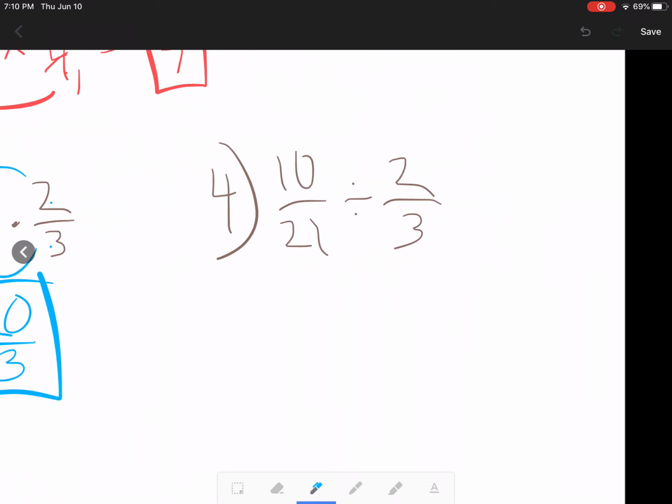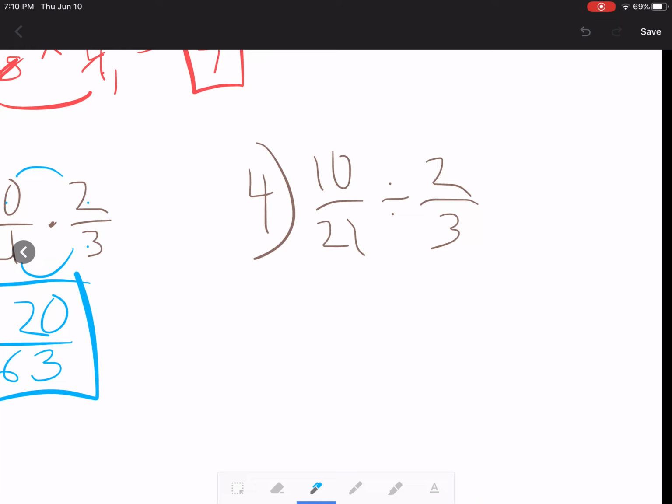Now, we have a similar problem. Same numbers, different sign. We do a little keep, change, flip. Let's see what happens here. So we'll have 10 over 21 times that by 3 over 2. Now, we definitely have things that can simplify. But you know what? Just to show you, I'm not going to simplify. So I have 30 over 42 if I were just to multiply that out.